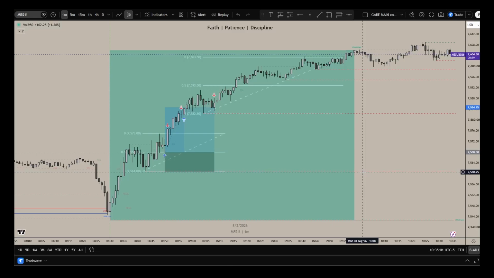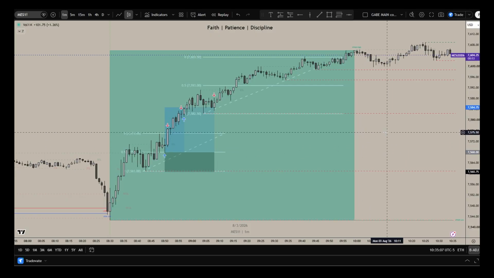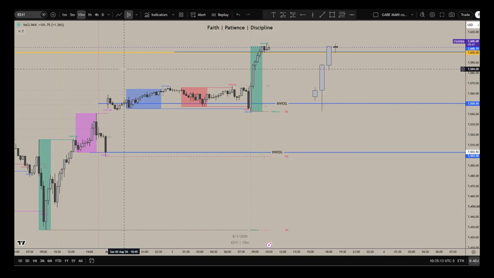All right, so trade recap for this Monday, August 3rd. It was a nice win. It could have been a bigger win. I'll talk about that in a little bit, but still a great win. So just a quick trade recap.